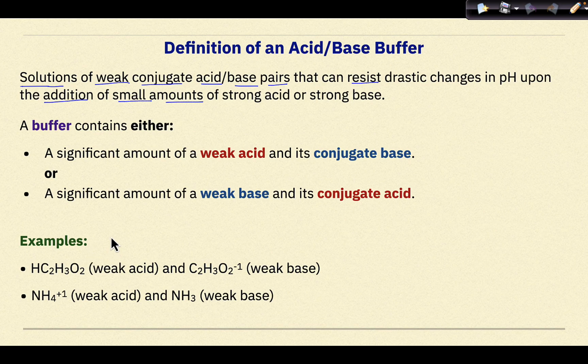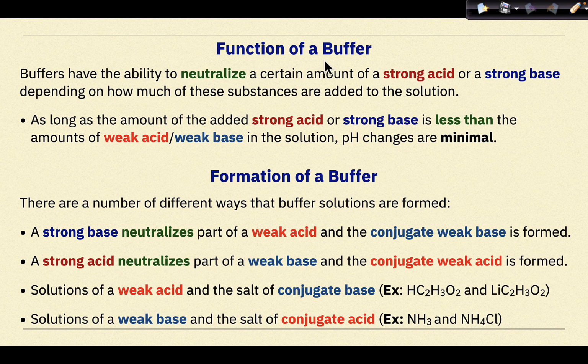So examples of some buffers are acetic acid, HC2H3O2, which is a weak acid, and its conjugate base, C2H3O2-1, which is the acetate ion; and ammonium, NH4+1, which is a weak acid, and ammonia, NH3, which is a weak base. Function of a buffer.